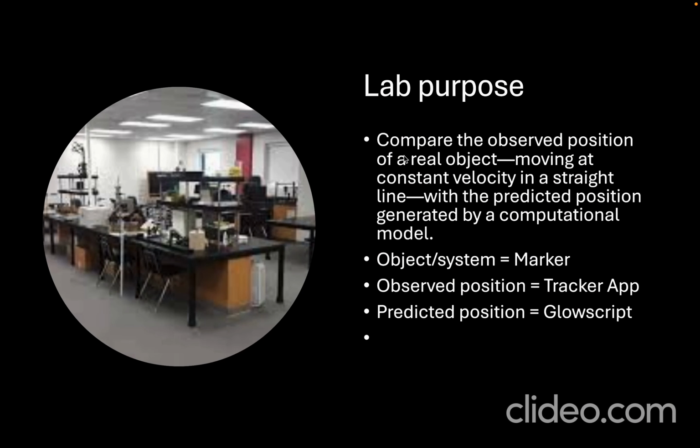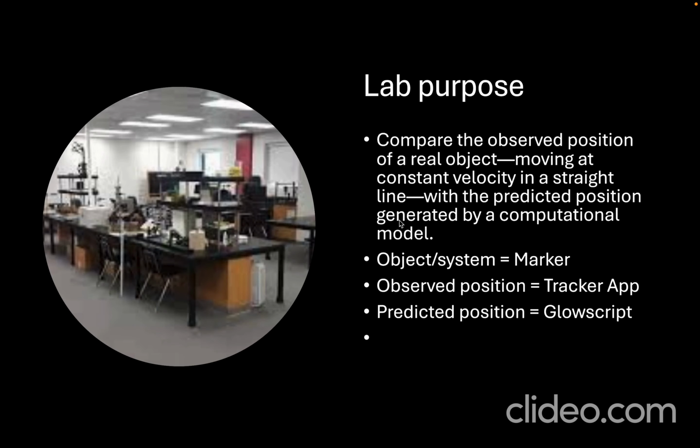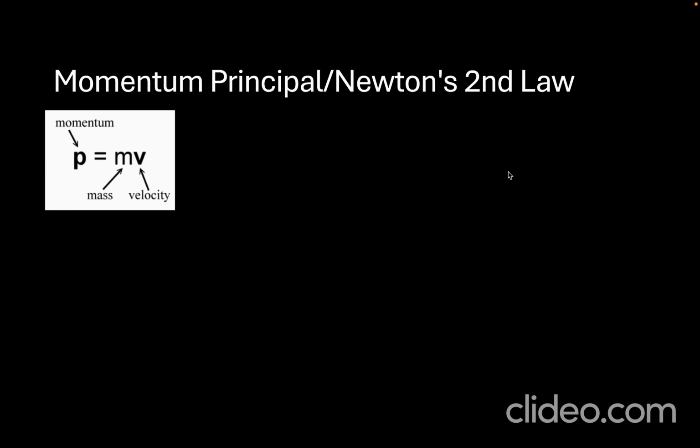So the purpose of this lab is to compare the observed positions of a real object that's moving at constant velocity with the predicted positions generated by a computational model using VPython. We're also going to explore how this lab relates to physics principles, particularly these two: the momentum principle and Newton's second law. These are basically the same thing, and I'm going to explain why.